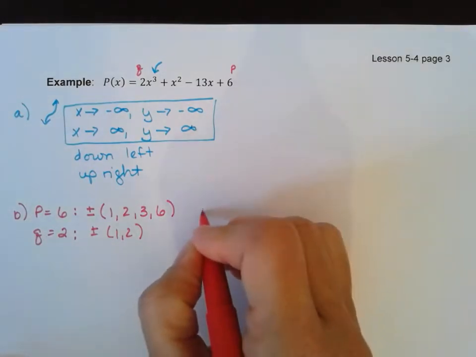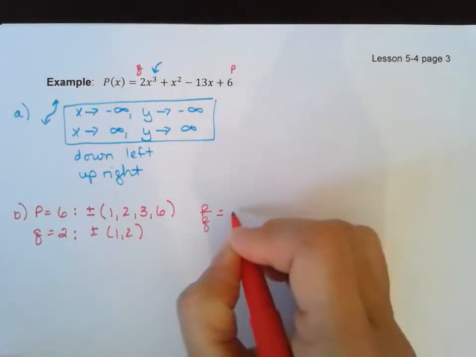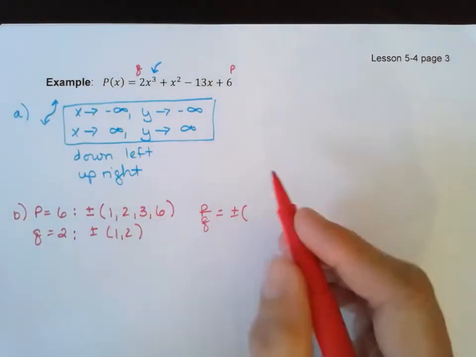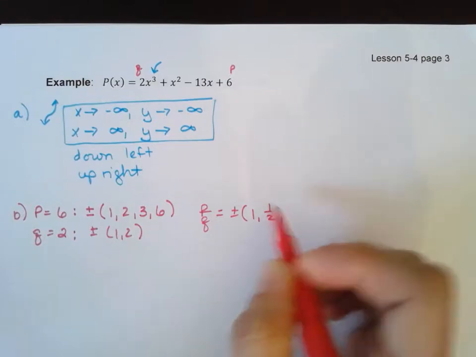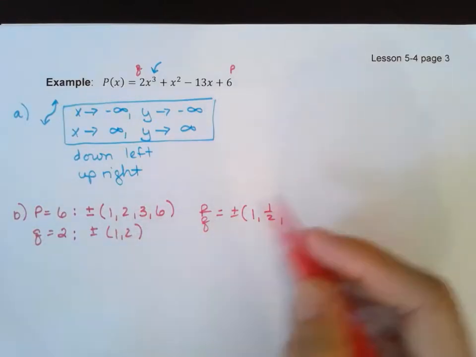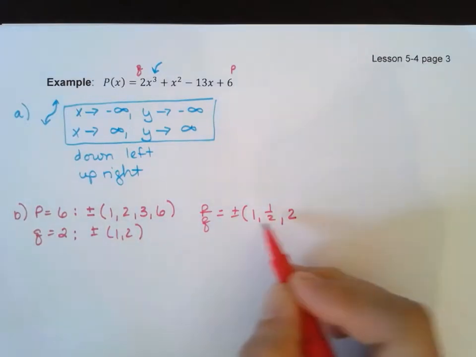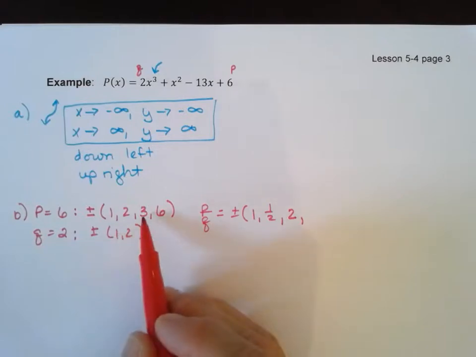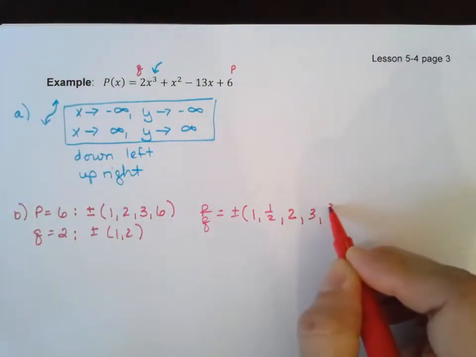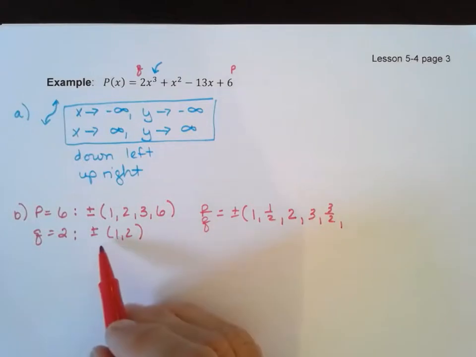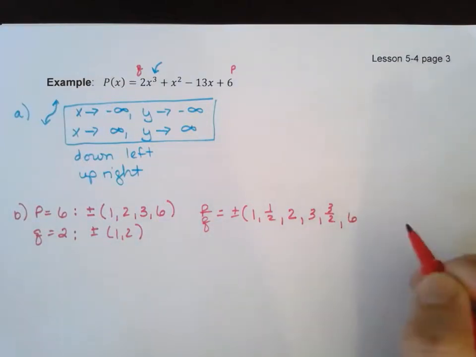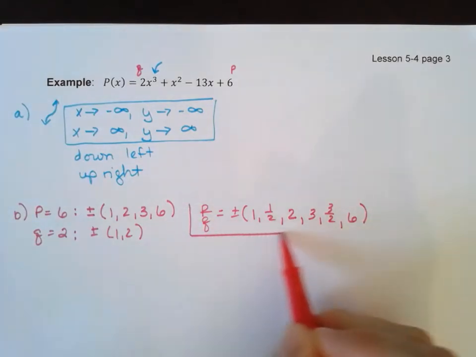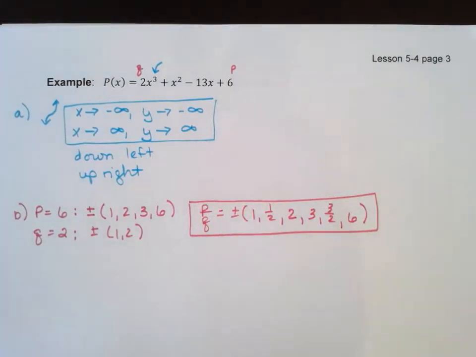Now we have to list all of our p over q's. Positive and negative. We have 1 over 1 and 1 over 2. We have 2 over 1 and 2 over 2. 2 over 2 is 1, and we already have that one, so we don't have to list it again. We have 3 over 1 and 3 over 2. We have 6 over 1 and 6 over 2. 6 over 1, 6 over 2 is 3, and we already have that one. So this is a list of the possible rational zeros.